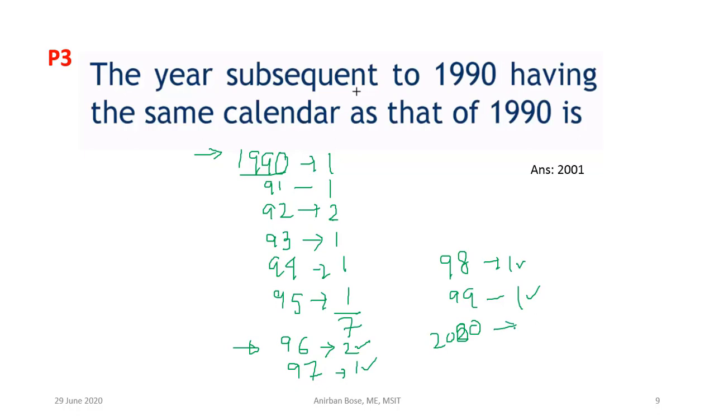2000, it is again divisible by 400, so 2. So 2 plus 1, 3, 4, 5, 6, 7. So up to this much again 7. That means 2001 1st January will be exactly same as 1990. Again 2001 is a non-leap year, 1990 is a non-leap year. So answer will be 2001. The calendar will be exactly same.